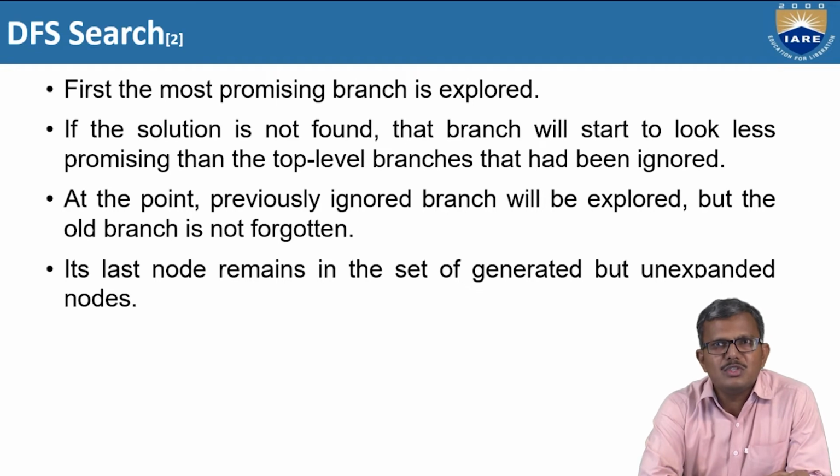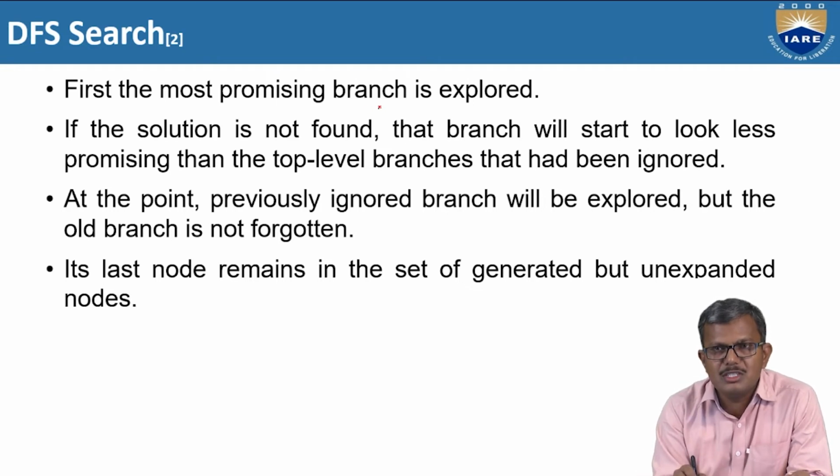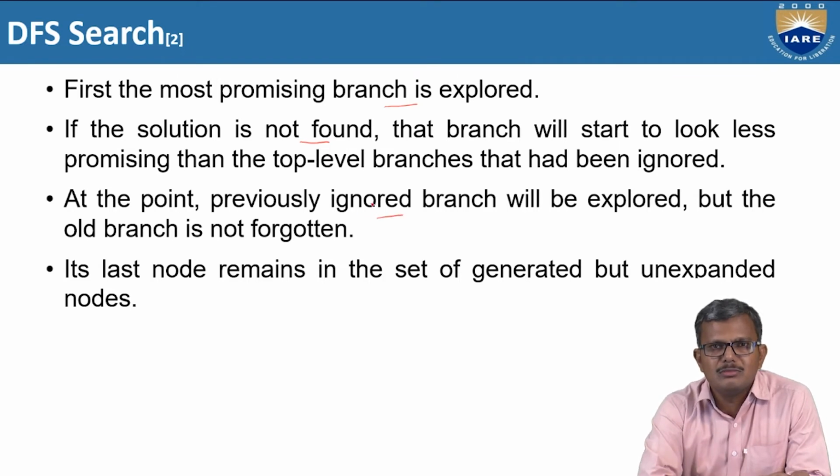In the depth first search, what is happening? The most promising branch is explored. Means first we select a specific branch, then we continue the search process in that branch itself. If the solution is not found, then what do we do? We start to look at the less promising state at the top level. Means we are going back. We can say some kind of backtracking we are implementing here. At that point, the previously ignored branch will be explored.